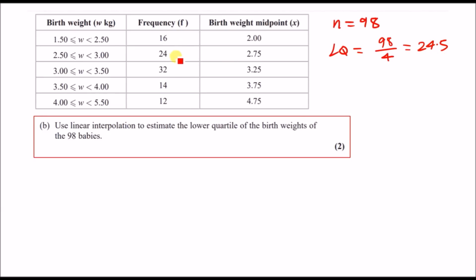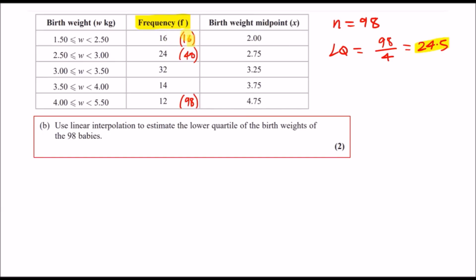Now to work out where that lies in this data set, we need to firstly arrange this in cumulative order. What I do is look at the frequency first. Every time you have interpolation, with median, quartiles, or anything, look at frequency and put this in order. First we know that up to 2.5 kg, there were 16 babies in total. Then up to 3 kg, we're summing between 1.5 to 3, so the sum of these two means that there must have been 40 babies at this stage. If we keep doing this, we'll eventually get to 98, but we don't need that. We need the lower quartile, the 24.5th baby.